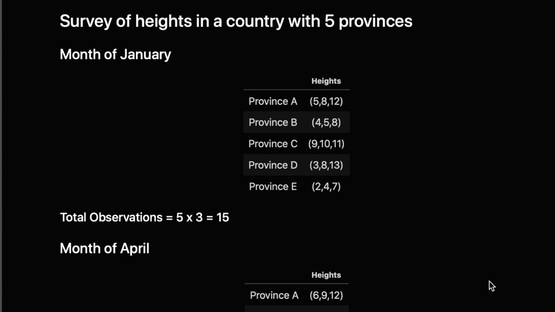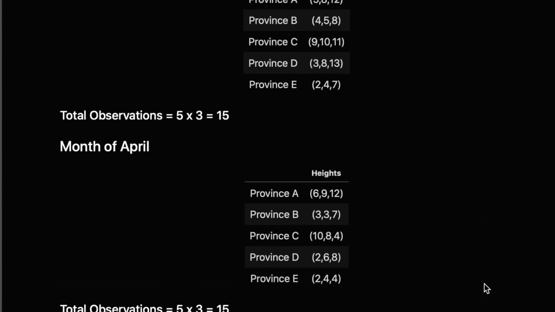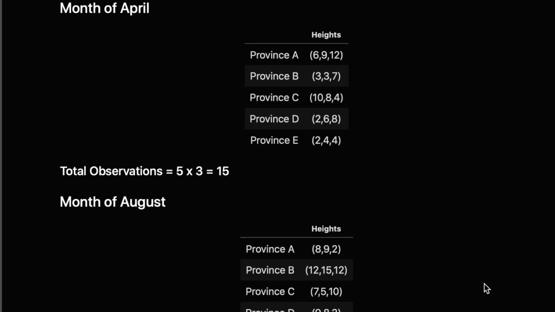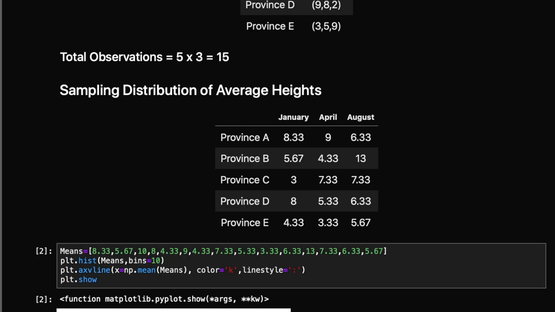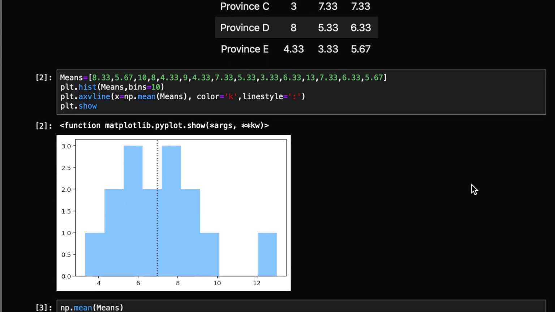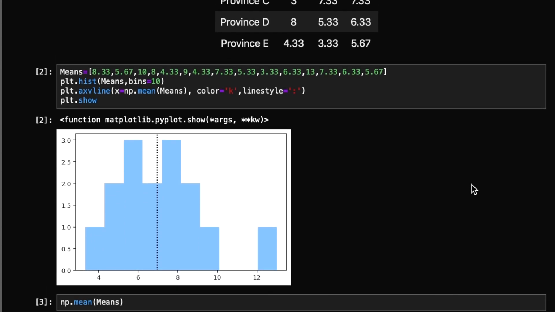Doing this in the month of January gives us 15 heights from 15 people. Likewise, we get 15 more observations in the month of April and 15 more in the month of August. Now we are done with the survey and the field team has sent the data for analysis. Just as previously, we can create a sampling distribution of average heights. This time let's do this by each province. Plotting the distribution shows us that it is centered on 6.954. So with reasonable confidence we can infer that the population mean height of the country is 6.954.